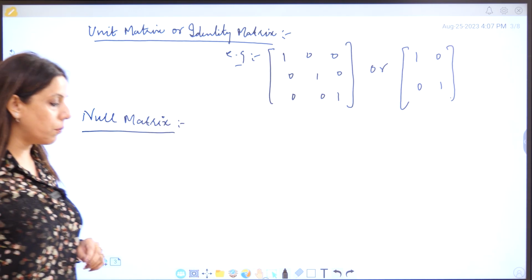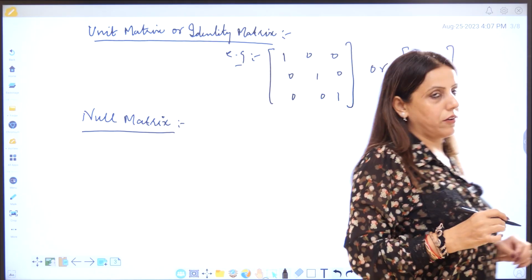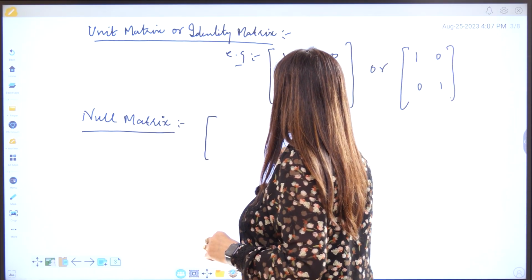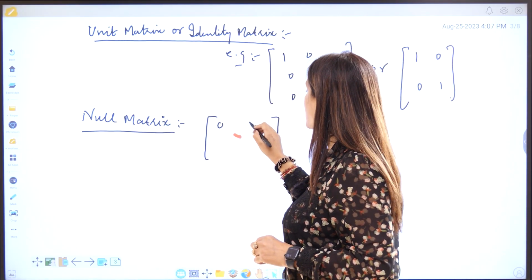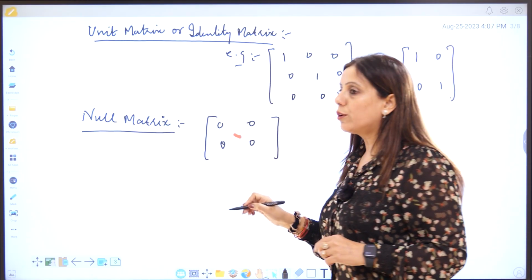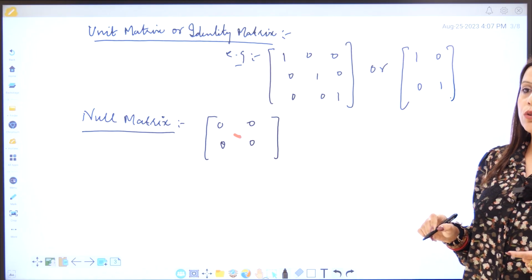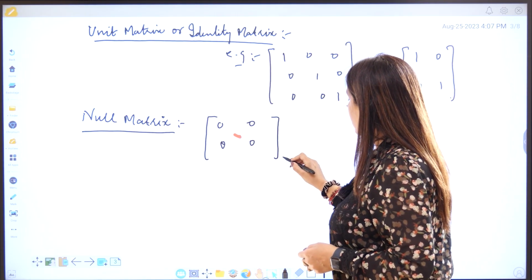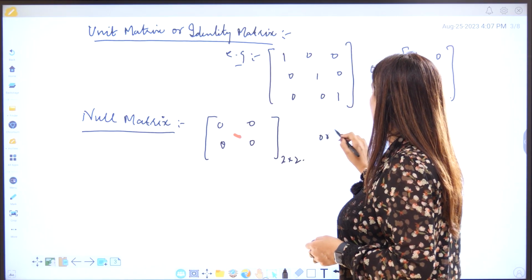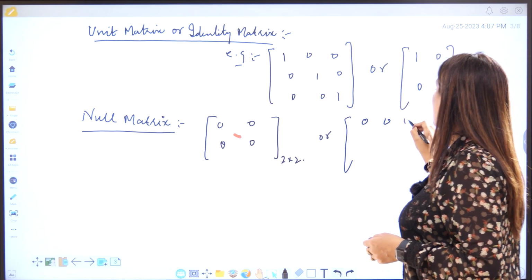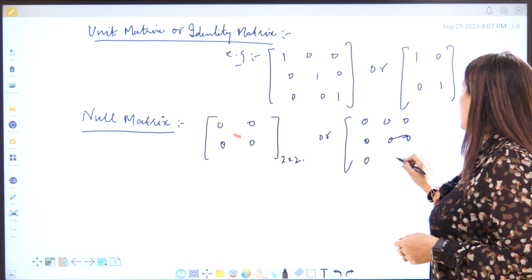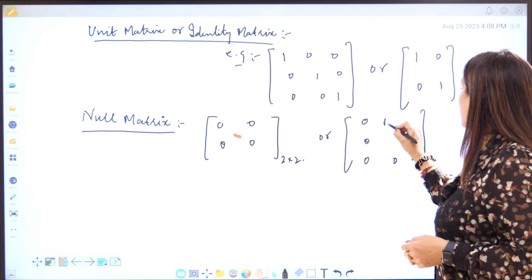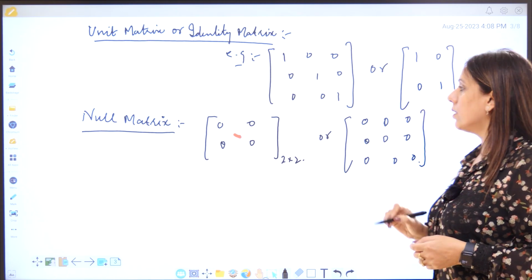What is the null matrix? In a null matrix, all the elements in the matrix are 0. It can be a 2 into 2 matrix, it can be a 3 into 3, 4 into 4, and so on, right? That is a 2 into 2, or you can write it 0 0, 0 0, or 0 0 0, 0 0 0, 0 0 0, right? This is called the null matrix.